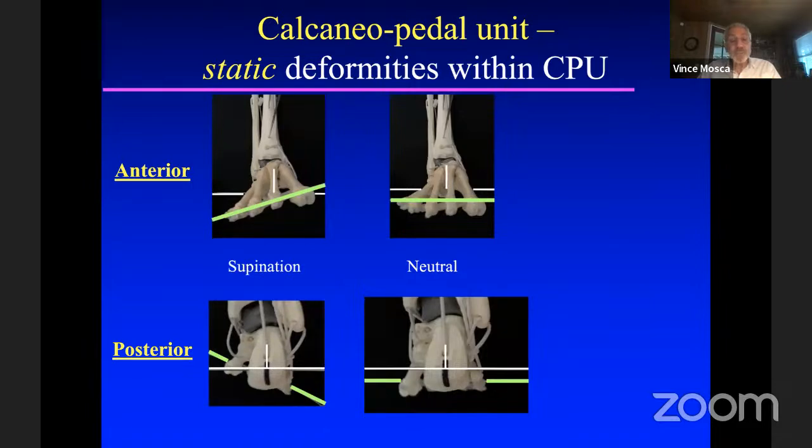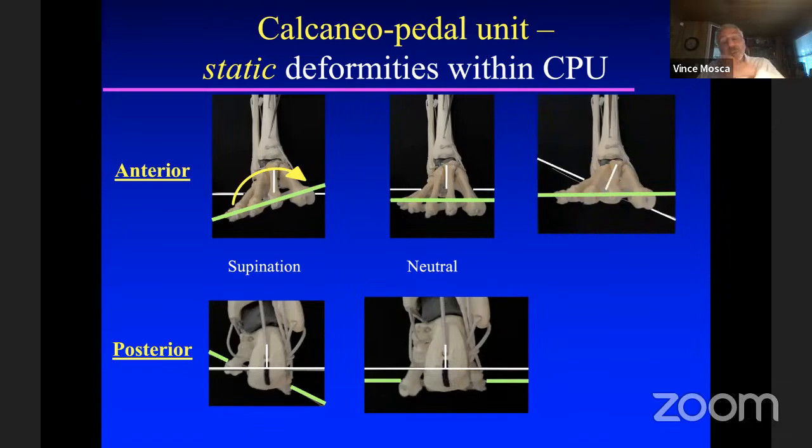And I showed this before, not from behind, but also from the front. The hind foot is in neutral. Look at those white lines. The hind foot is absolutely perfectly aligned. But the forefoot is supinated within the calcaneal pedal unit. Well, nobody can stand on a neutral heel and the fifth metatarsal. You just can't do it. So if the forefoot develops a rigid supination deformity within the calcaneal pedal unit, what's going to happen is that the first metatarsal will go to ground so that all the metatarsals will be on the ground.